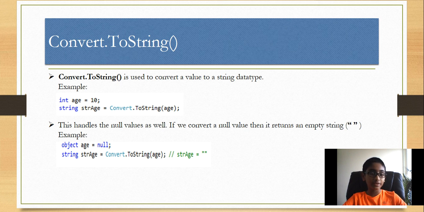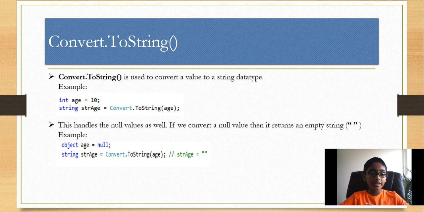The syntax for declaring a Convert.ToString method is Convert.ToString, start a bracket, and then the variable name that you want to convert to a string. In our case, it is age. This handles null values as well. If we convert a null value, it returns an empty string.